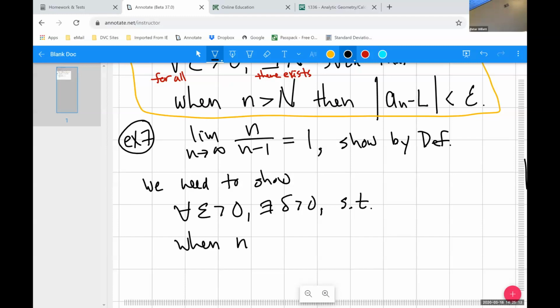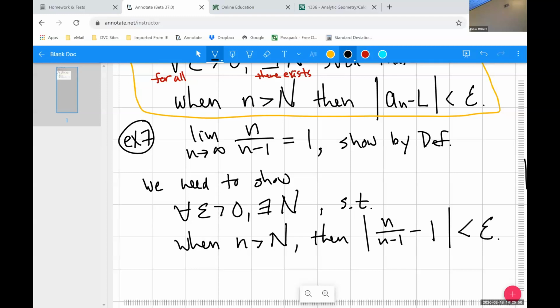when little n, oh, I said delta, sorry, I'm thinking of our other one. For every epsilon greater than 0, there exists a capital N such that when little n is bigger than capital N, then the absolute value of my sequence, which is n over n minus 1, minus the L value, which is 1, is less than epsilon. So what you do when you apply this is you plug in the specific sequence that you're given and the limiting value that you're given. You plug those in to the stated definition to set up how you would do the problem.